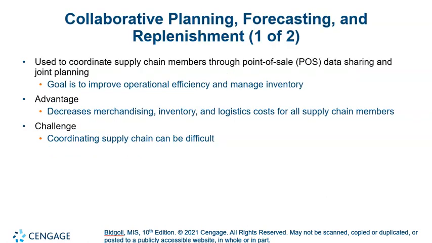Collaborative Planning, Forecasting, and Replenishment, CPFR. This is used to coordinate supply chain members through POS, or point of sale, data sharing, and joint planning. Basically, any data we collect through our POS system is shared with everybody in the supply chain, and this is useful in coordinating production and planning needs. The goal is to improve operational effectiveness and manage our inventory.